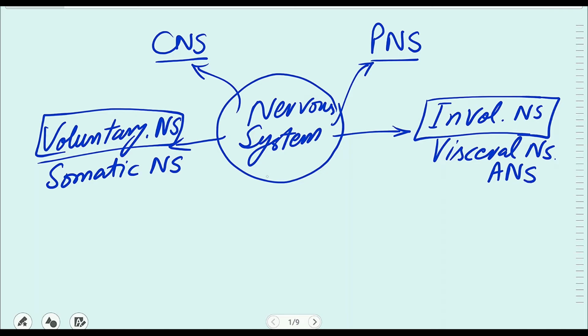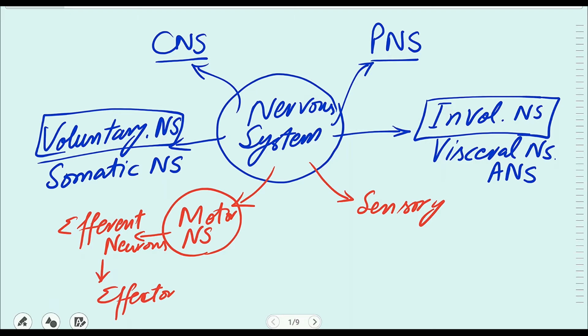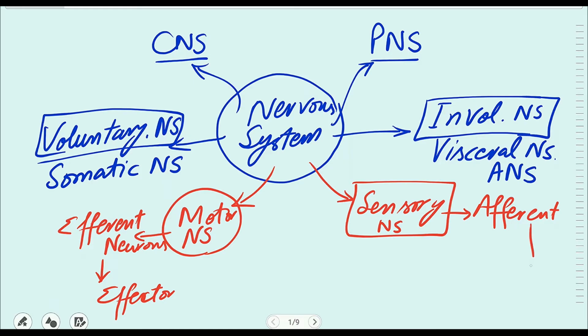We can also divide the nervous system on the basis of function. Is the function a motor function or is it a sensory function? So the motor nervous system will have efferent neurons that will target an effector. These neurons are also known as descending neurons. And the sensory nervous system will have afferent neurons, sensory neurons, ascending neurons that will be starting from a receptor.